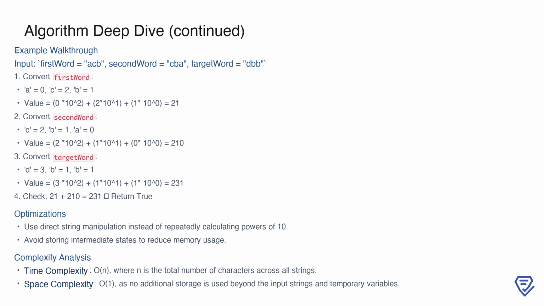Finally, we convert target word. The mapping gives D equals 3, B equals 1, and B equals 1. The value is 3*10 squared plus 1*10 to the power of 1 plus 1*10 to the power of 0, which equals 231. We then check if 21 plus 210 equals 231, which it does, so the result is true.